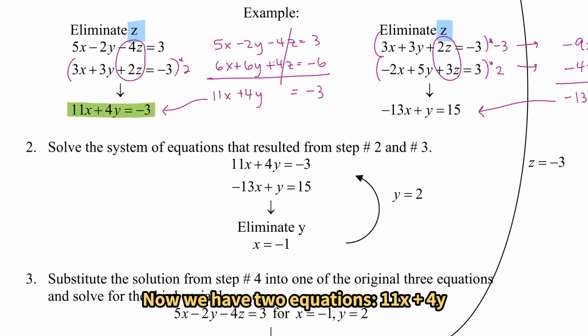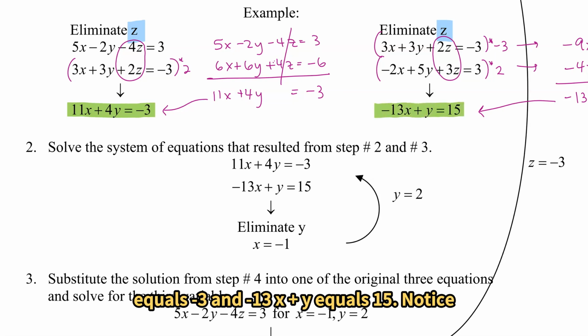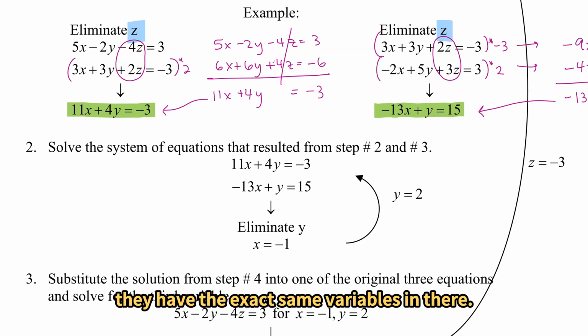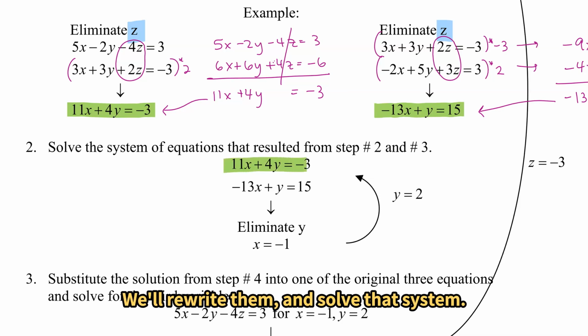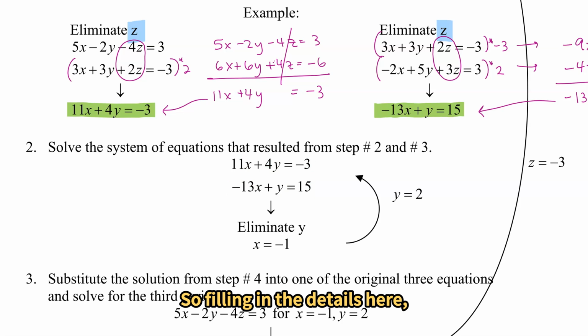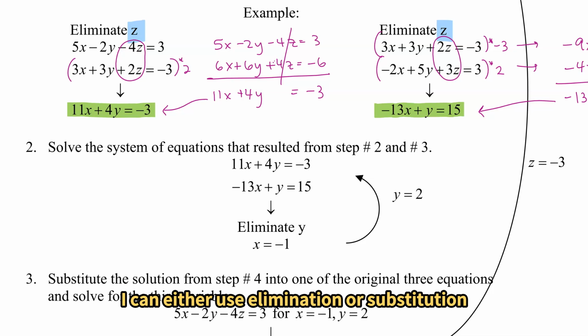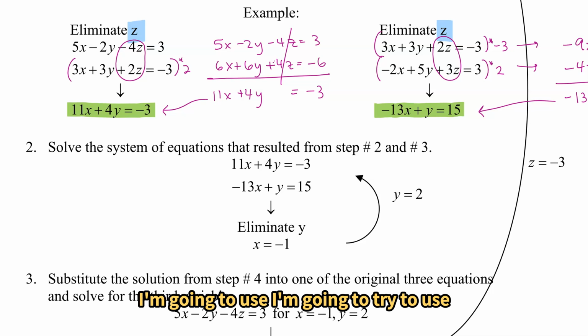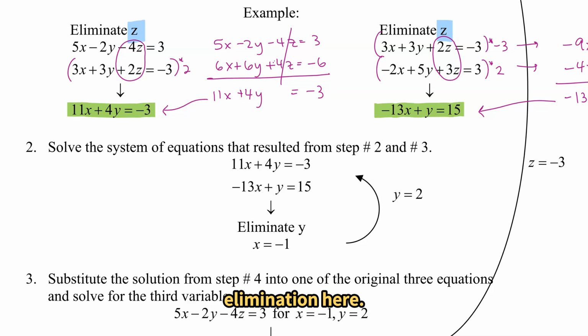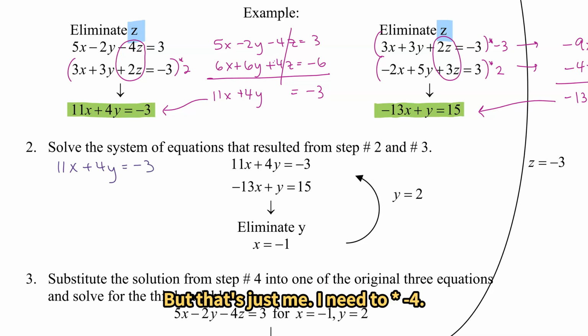Now we have 2 equations, 11x plus 4y equals negative 3, and negative 13x plus y equals 15. Notice they have the exact same variables in there. We'll rewrite them and solve that system. So filling in the details here, I can either use elimination or substitution once I have this 2 variable system. I'm going to try to use elimination here. I tend to like elimination a little bit more than substitution, but that's just me.